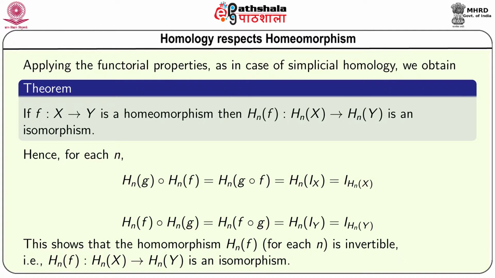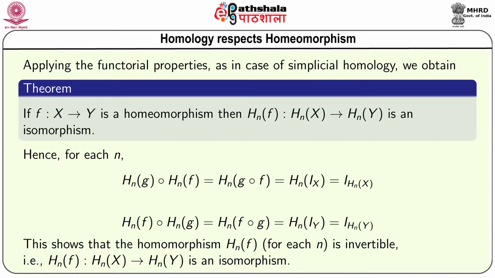Since f is a homeomorphism, there exists a continuous function g from Y to X such that g composed f is identity on X and f composed g is the identity on Y. Hence, for each n belonging to integers, Hn g composed Hn f is equal to Hn of g composed f, which is equal to Hn Ix, and that is equal to the identity of Hn X.